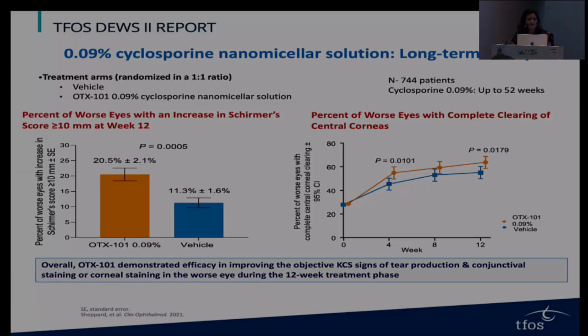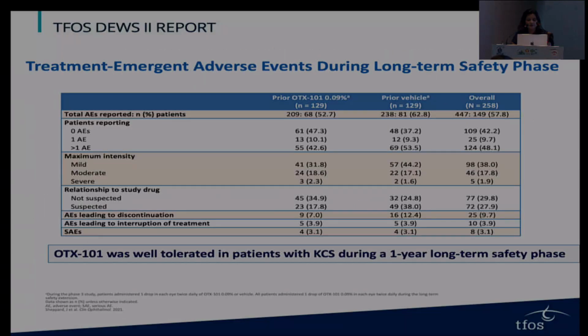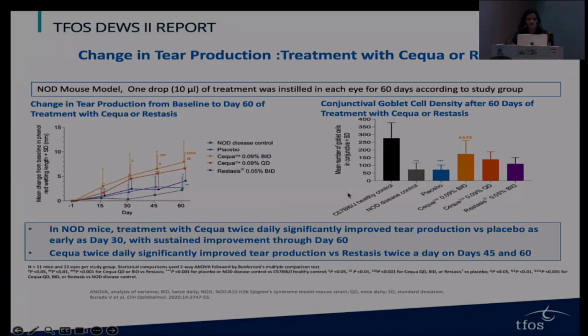Now, this is the long-term safety study where the treatment arm was randomized in a 1:1 ratio with vehicle and Cequa in 744 patients. So that's a large group, and cyclosporine 0.09% was used up to 50 weeks. Overall, Cequa demonstrated efficacy in improving the objective signs of dry eye, the tear production and the conjunctival or corneal staining in the worst eye during the 12 week treatment phase. There were hardly any adverse events, because the patients tolerated Cequa as compared to the other agents.